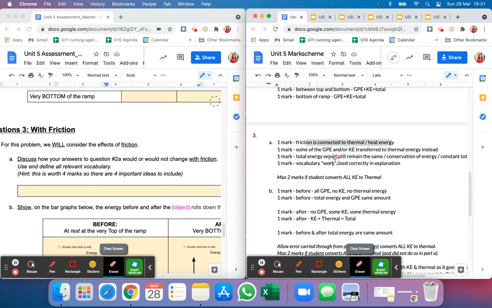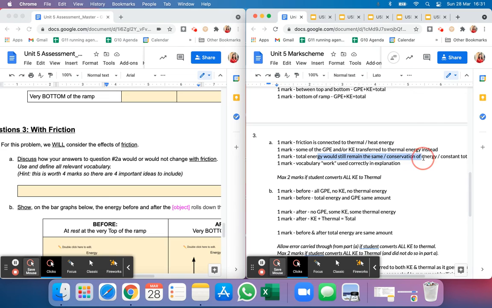We wanted you to, of course, recognize that the total energy would remain the same, because the total energy always remains the same. Total energy does not change. So some of the energy is transferring to thermal. That means you have less kinetic than if you consider the ideal situation.